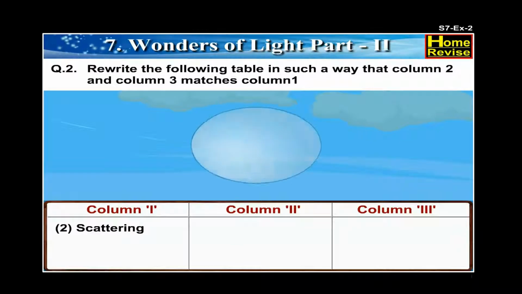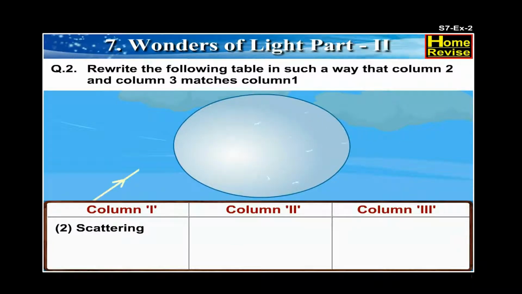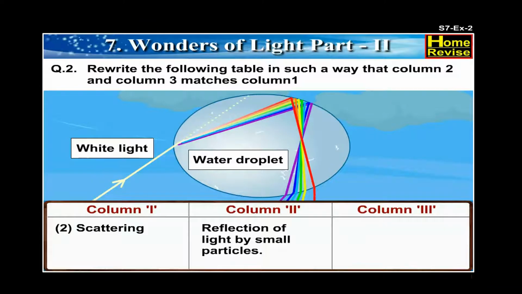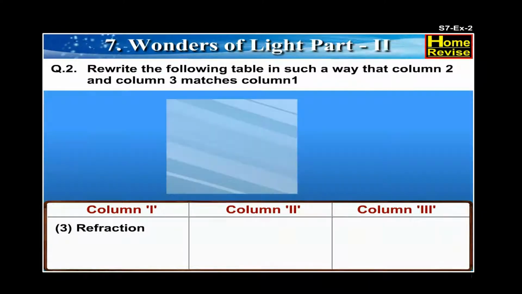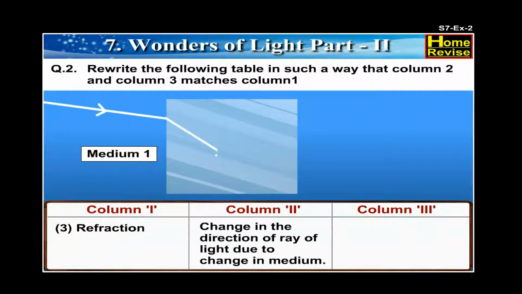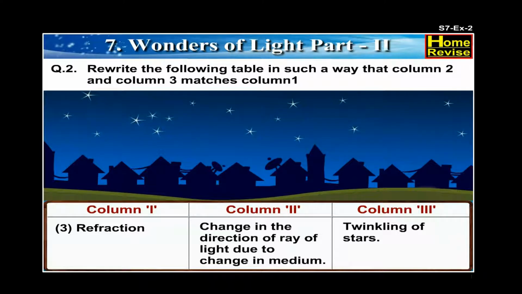2. Scattering is reflection of light by small particles, and it gives the blue color of the sky. 3. Refraction is change in the direction of ray of light due to change in medium, and it causes the twinkling of stars.